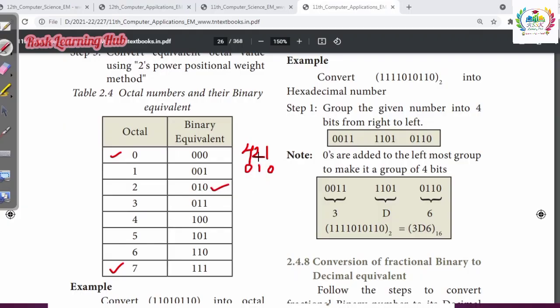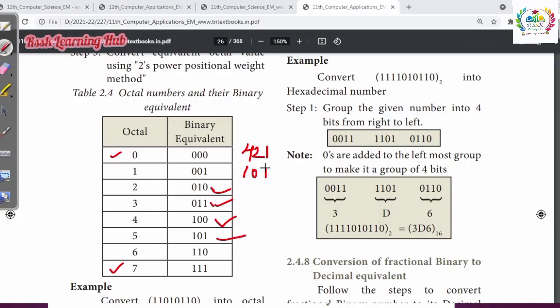Now coming to 3. 3 means 2 plus 1. So what you have to write? You have to write 1 for 3. Yes, for 3 this is 0, this is 1 and this is 1. Okay, next one we are going to write for 4. 4 is 1, rest are 0. So 100 is the answer for 4. Next coming to 5. 4 plus 1, so 1 0 1.